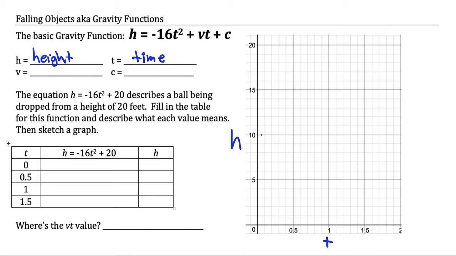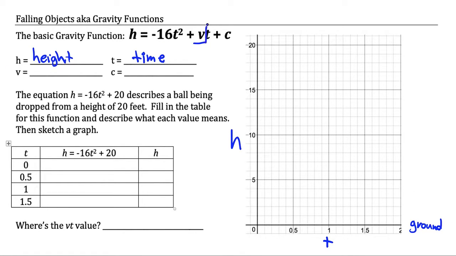So some things that you want to look for is things that are going to fall, and then we want to figure out at what time it hits the ground. So when the height is 0, that bottom line here, the x-axis, is the ground. That's probably one of the most important things we do with gravity functions: when does this thing hit the ground?